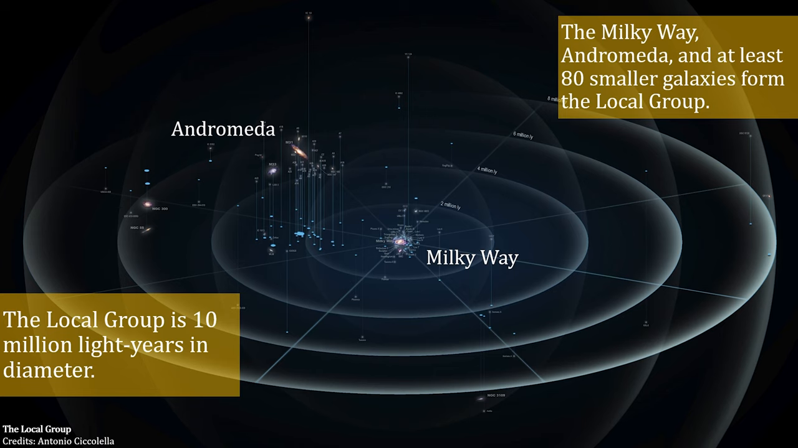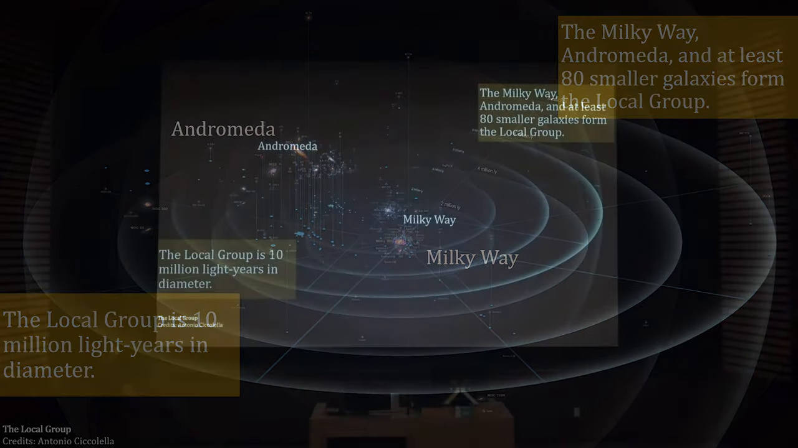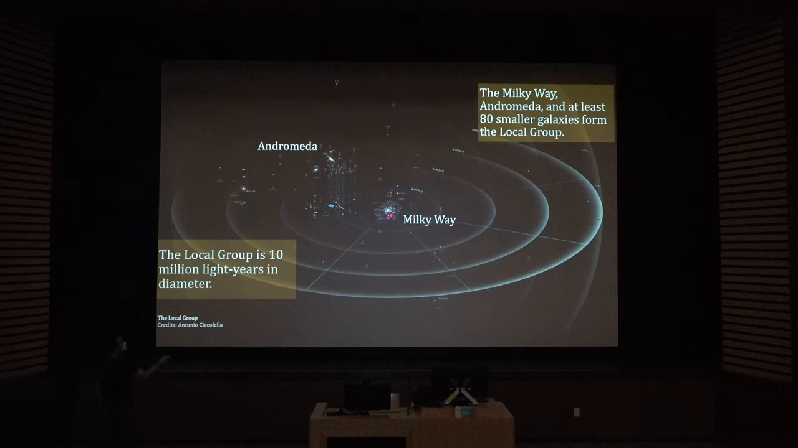Local group of galaxies. So here is the Milky Way. Here is Andromeda. These are the largest galaxies, but then there are also smaller galaxies all around. This collection of galaxies, we call it the local group because it is local. This is where we are. This local group is 10 million light years in diameter. From here to here, it is 10 million light years.